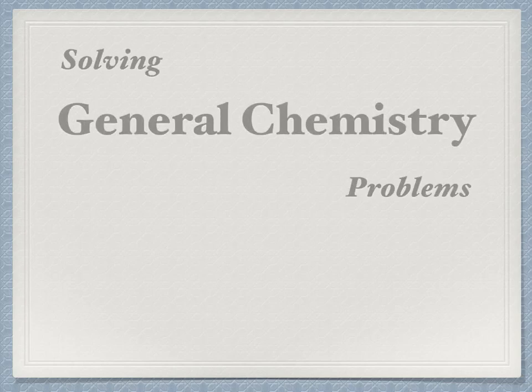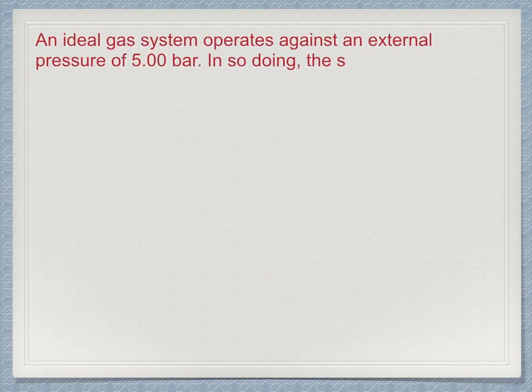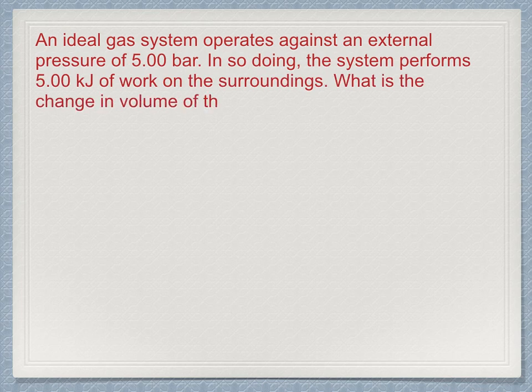Solving general chemistry problems, thermodynamics. Here's a simple work problem. An ideal gas system operates against an external pressure of 5 bar. In so doing, the system performs 5 kilojoules of work on the surroundings. What is the change in volume of the system?